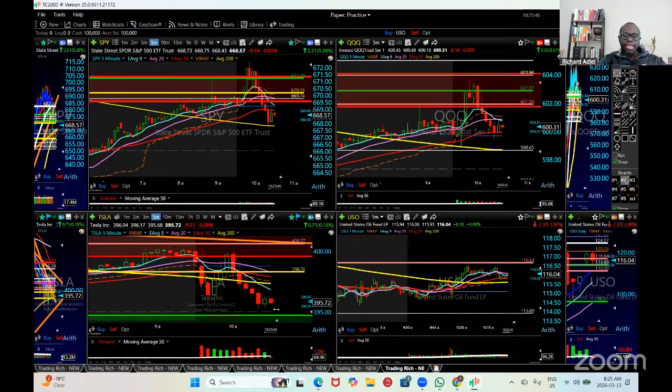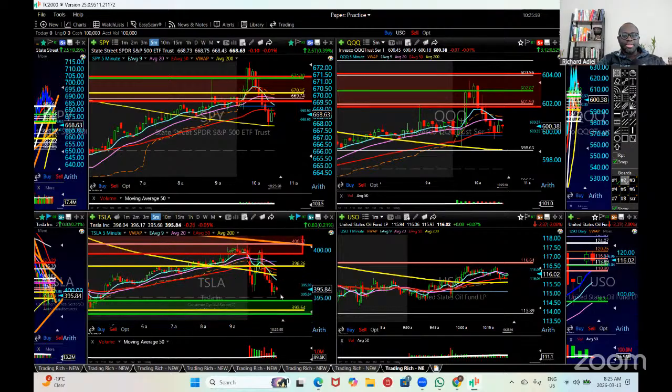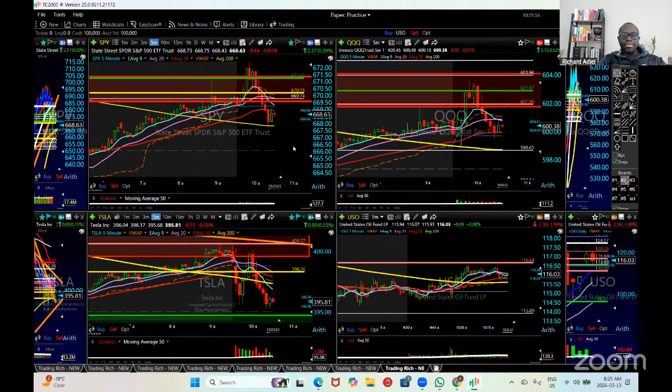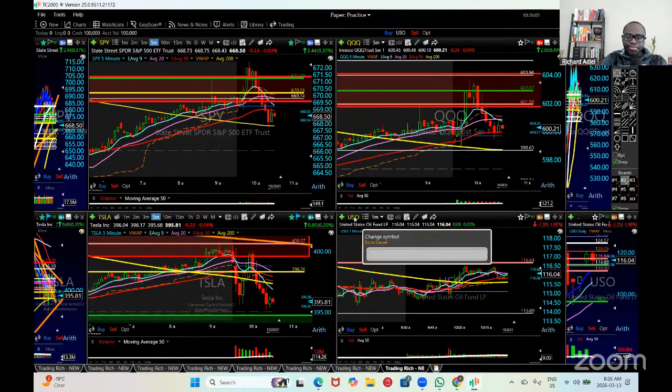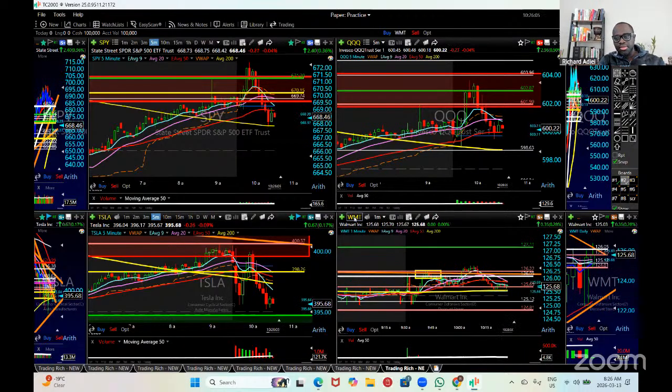Tesla came down here, actually came to my distant targets here, but it just did this move and it couldn't go far. Yeah, but I'll be watching Tesla next week to see what it does.